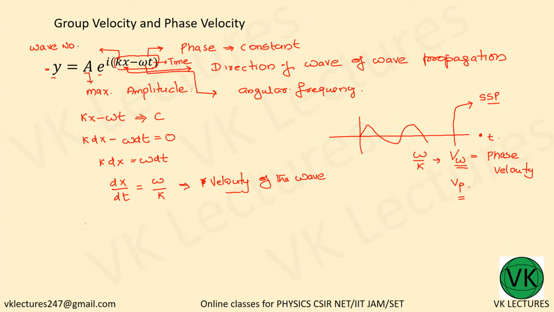Now we need to know in which direction it is moving. Now dx by dt is plus omega by k. Since it is plus, we can say it is in the positive x direction. That means if this is 0, this is the x axis, it is moving in this direction along the positive x axis. If it was negative, this wave would have been moving in the negative x direction. Negative stands for negative x direction.